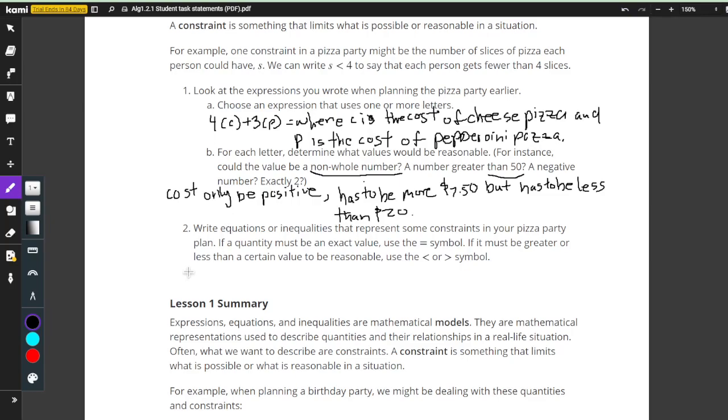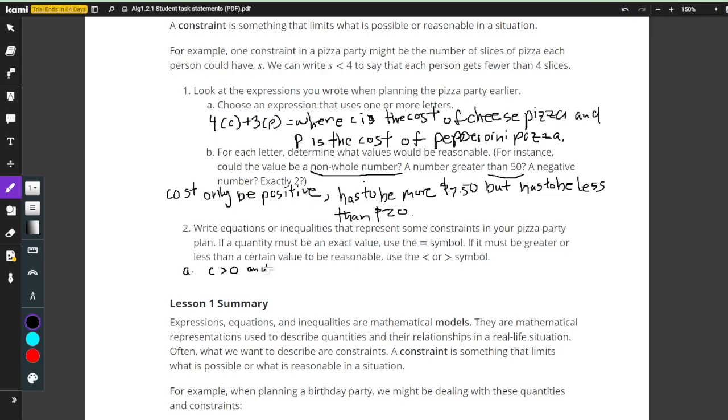So what would be one thing that we're going to do? Well, we're going to take our little cheese pizza. So let's say C. Our cheese pizza has to be somewhere between what? We know that C is positive. So how do we say C is positive in math? C has to be greater than 0, not equal to, because you don't want it to be free, but you want it to be greater than 0. So this makes it positive.